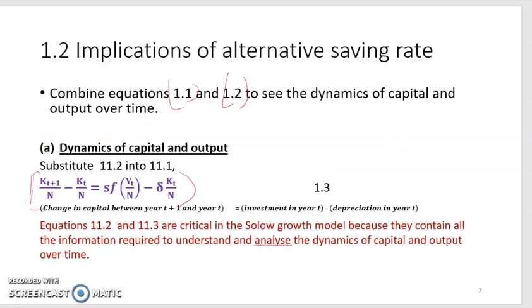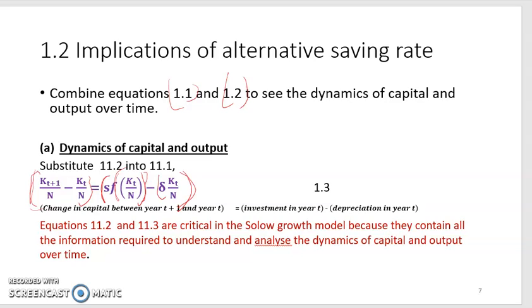So in so doing, we put capital per worker here in the place of output per worker, or rather where output per worker was before. So this new equation tells us that the change in capital from year T to year T plus 1, that's the change in capital per worker, is equal to investment during year T here minus the depreciation that happened during year T.